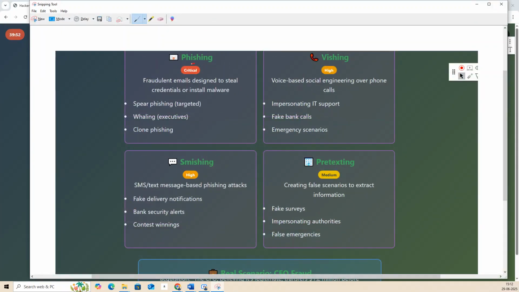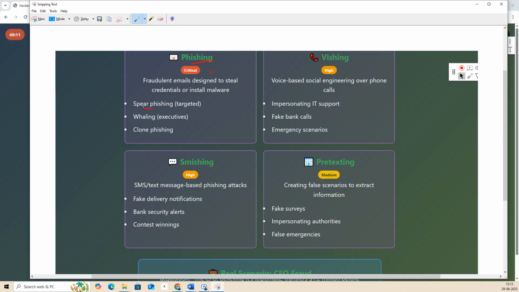So phishing, which is critical, right? These are fraudulent emails designed to steal credentials or install malware. But modern phishing isn't the obvious Nigerian prince emails from the 1990s.